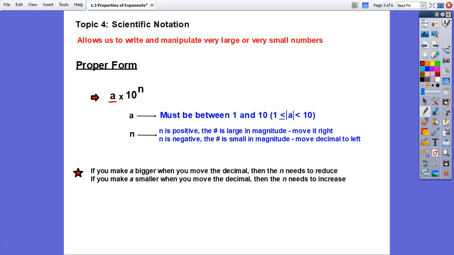If it is, we're not in proper form yet, and we've got to manipulate it so it is. Then what we have is times 10 to some power. If n is positive, the number is large in magnitude. That makes sense. And if n is negative, that means technically we're dividing because it flips the 10 underneath. And so that decreases the magnitude of our value. And so we have this idea of moving the decimals to the right or to the left.